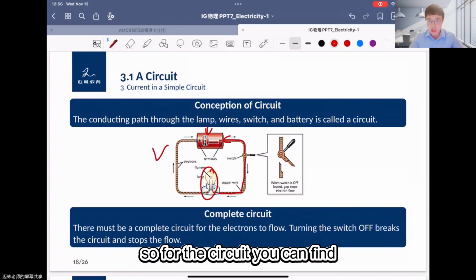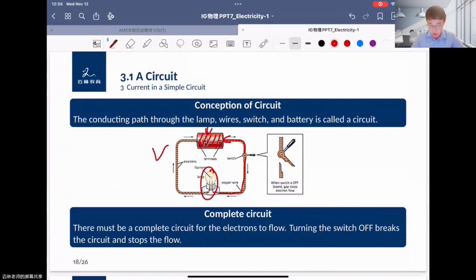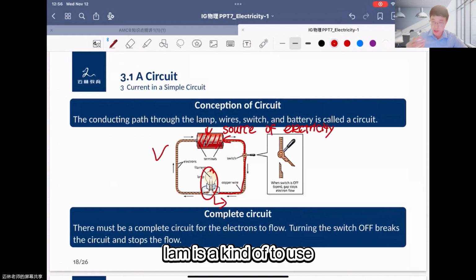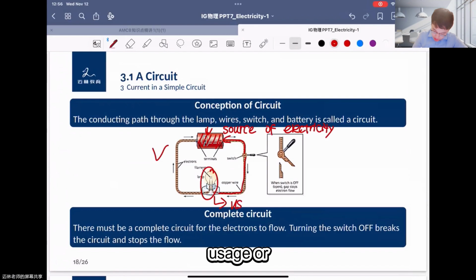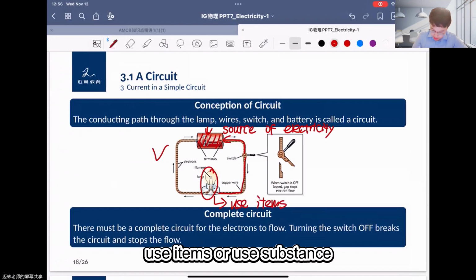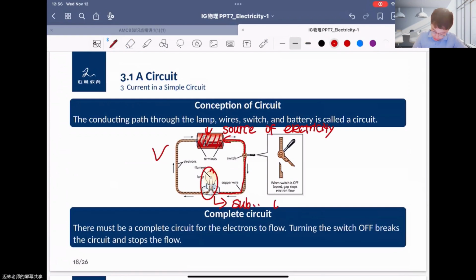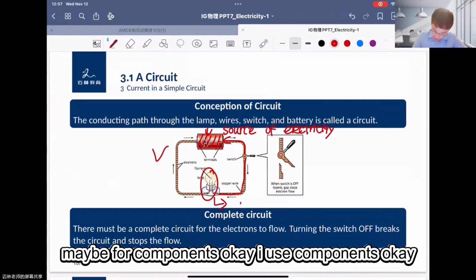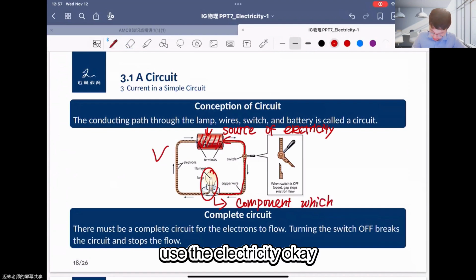In this circuit, the battery is a source or supply of electricity. And then a lamp is a kind of usage, an item that uses electricity. Maybe "substance" is not very correct. Maybe I should say components, components which use the electricity.